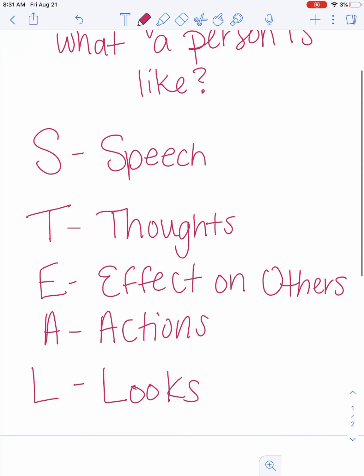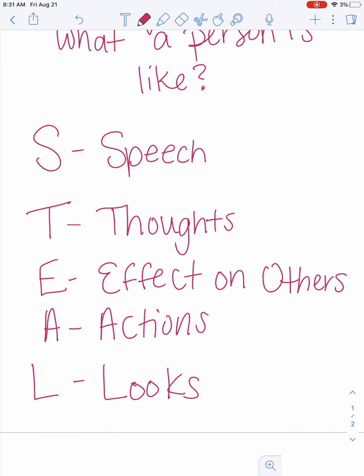So when you are reading, choose some of these to really think about for your characters. What do they talk about? And what does that say about them as a person? What do they think about? And what does that tell you? How do they affect the people around them? The people they love, the people they don't love so much? What do they do? What choices do they make? And how do those choices show you who they are?